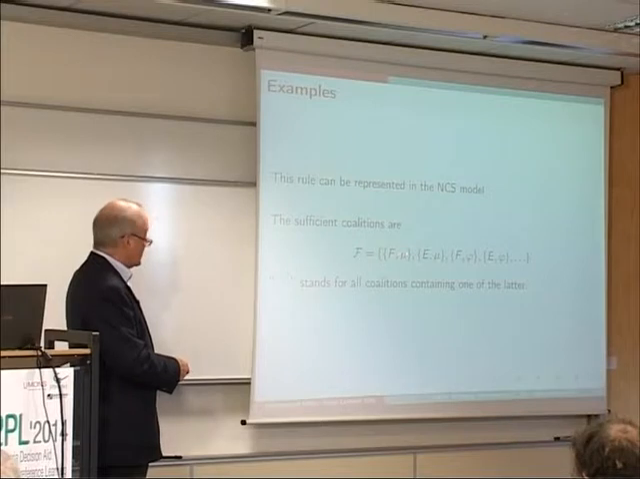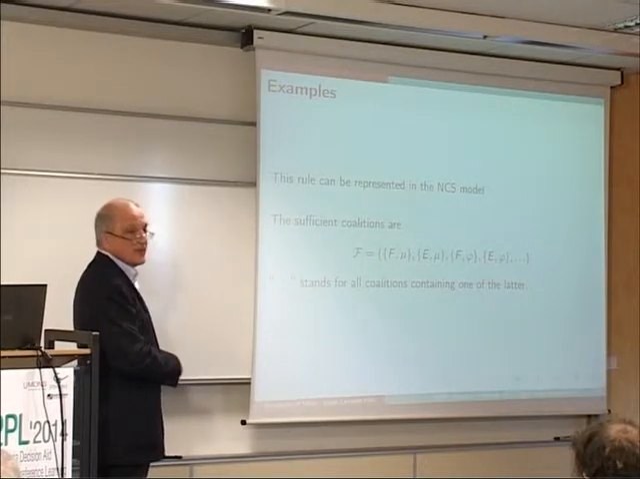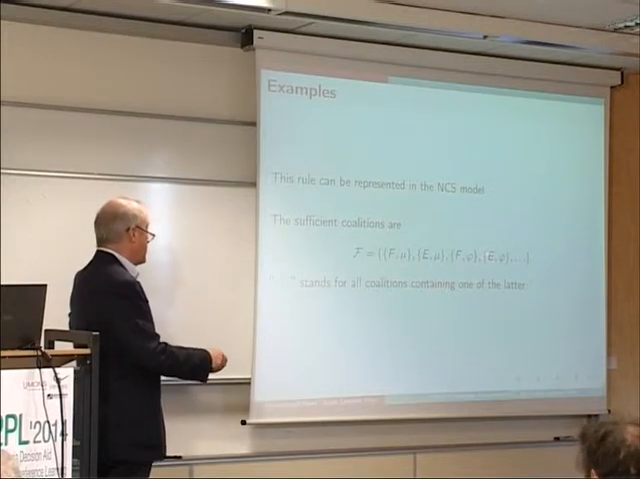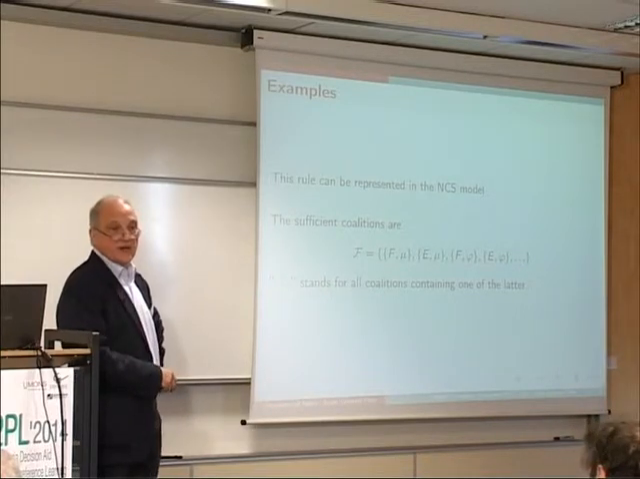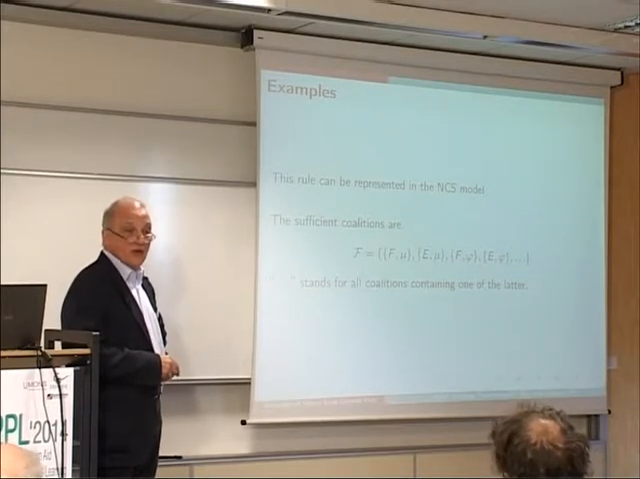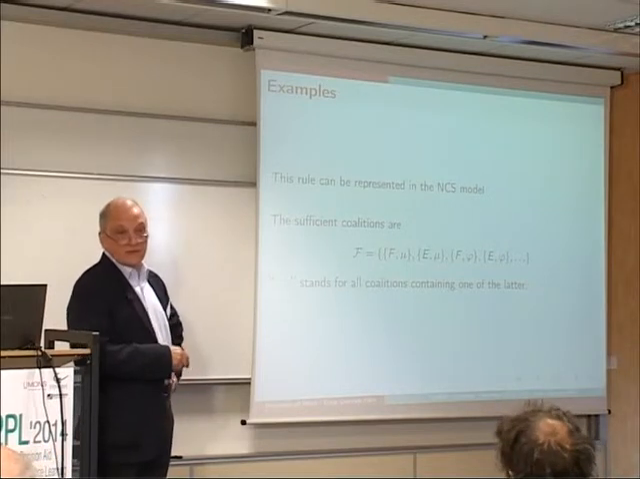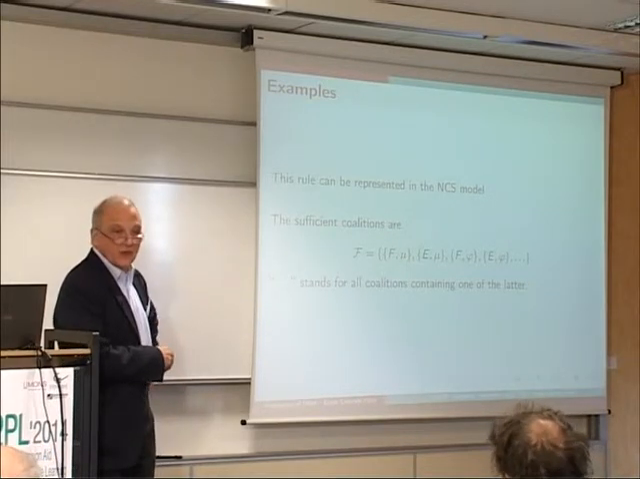So French and mathematics is a sufficient coalition. English and mathematics is a sufficient coalition. And there are some dots here because I only wrote the minimal sufficient coalitions. Of course, if you are good in all 4 subjects, you will also succeed.